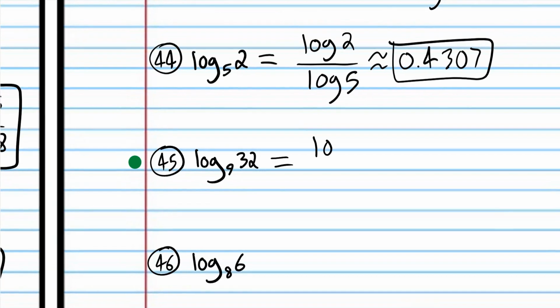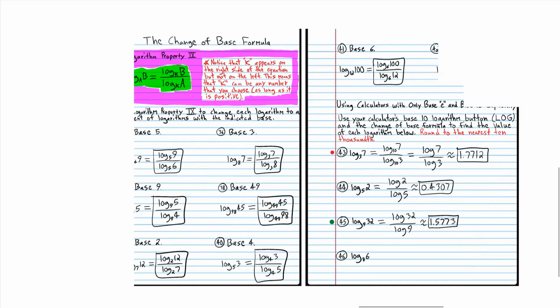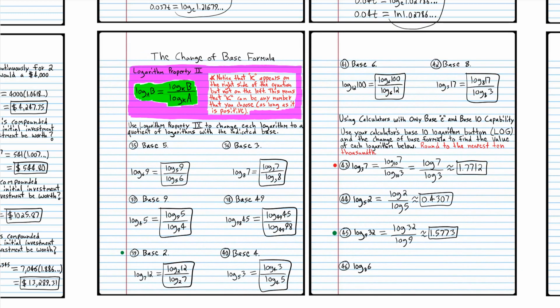Alright, we're back, so we're going to change to log 32 over log 9. Again, press the green alpha button, the y equals button, and the enter button, and then log 32, right parenthesis, down arrow key, log 9, right parenthesis, right arrow key. So log 32 over log 9. We can approximate that as 1.5773. If you got that right, excellent. Try number 46. When you come back, we'll do it together.